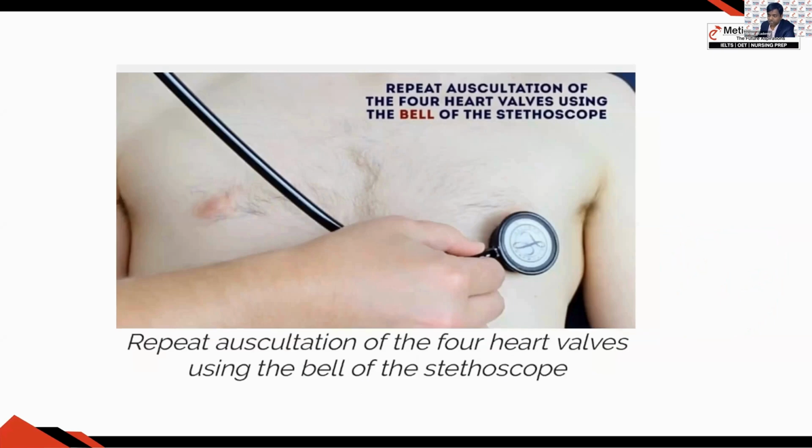Repeatedly they want you to assess auscultation of the four heart areas, apical pulse. Repeat auscultation of the four heart areas using the bell of the stethoscope. If you want to assess clearly whether sounds are very clear, they go for the bell. The bell is used to assess low intensity sounds, and the diaphragm is used to assess high intensity sounds.